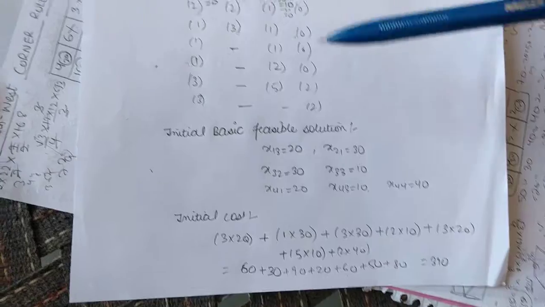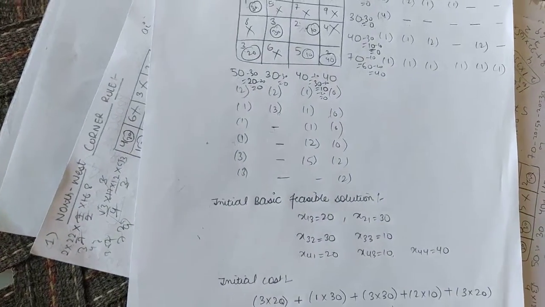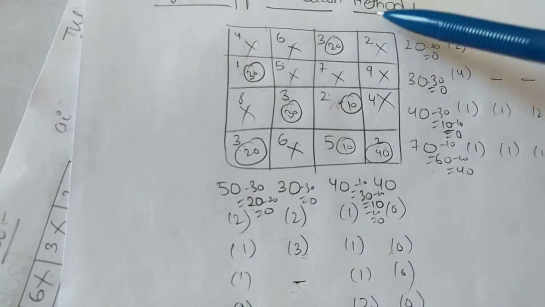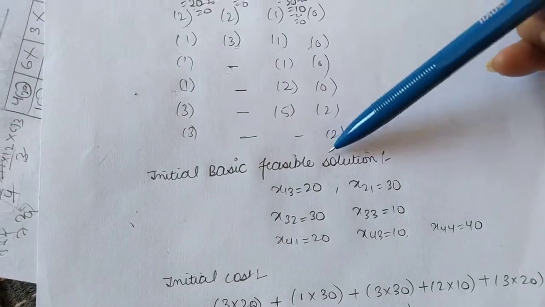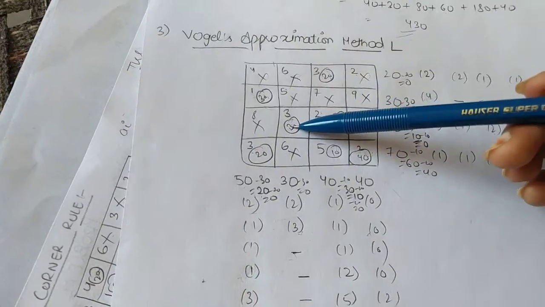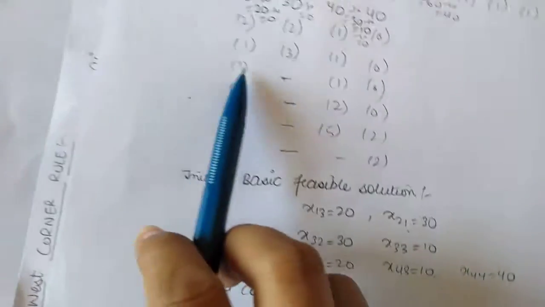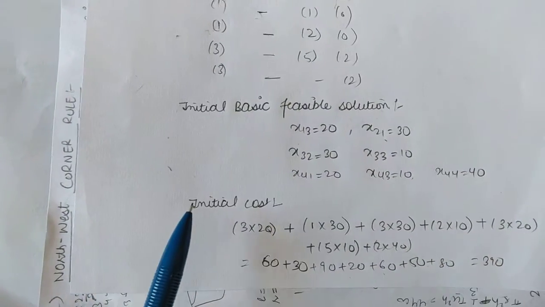Next we find the initial basic feasible solution. We see where the circled values are lying. So x13 has 20, so x13 is equal to 20. x21 is 30, x32 is 30, x33 is 10, and so on. So this is the initial basic feasible solution, and to find the initial cost, we multiply the values above it.